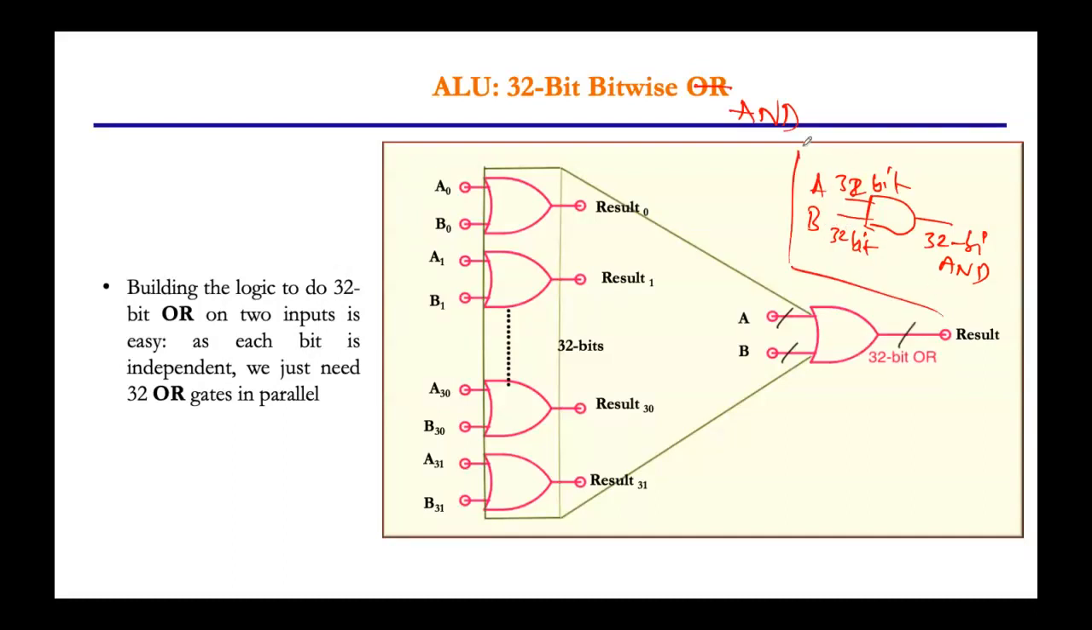So in this, the complete control has 32 AND gates. Every OR gate will be replaced with the AND gate. Whatever output comes, that output will be given onward. So these outputs come as your 32-bit AND result.